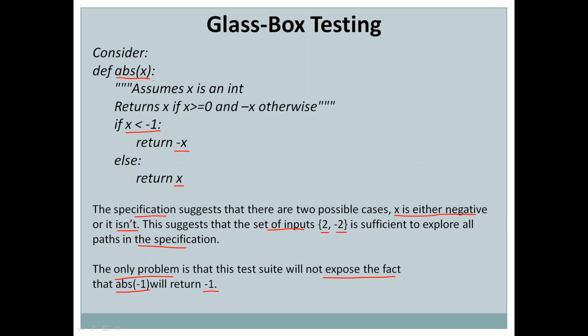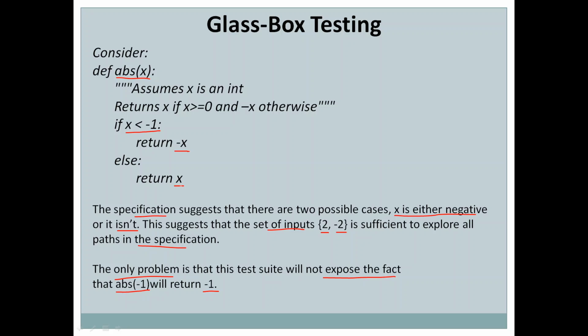So you can see here, if I pass the value of x as minus 1, the first condition says if x is less than minus 1. So is x less than minus 1? Is minus 1 less than minus 1? No, the condition is false. When the condition is false, it will go to the else part and it will return x. So what is the value of x? It is minus 1. So it is still returning minus 1. It is not returning the value plus 1. So this is the bug which is not explored in this particular test suite.